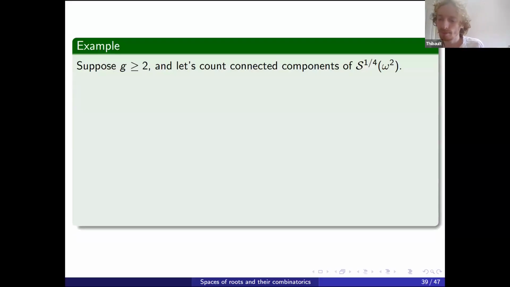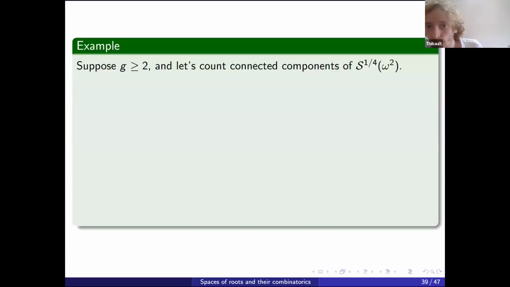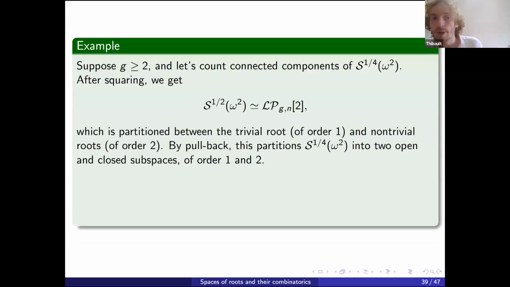Let's look at a little example. My theorem should tell you how to count the connected components of this space of 4th roots of omega squared. Let's go back to the theorem. If you want to understand the 4th roots of omega squared, the first thing you have to do is look at multiplication maps to simpler spaces. And here I get a simpler space by squaring. After squaring, I land in square roots of omega squared, and that's the same as the 2 torsion.